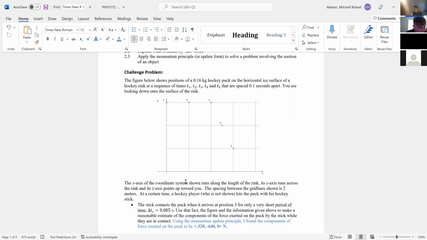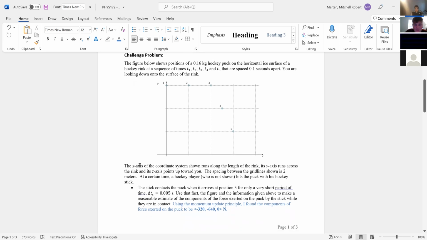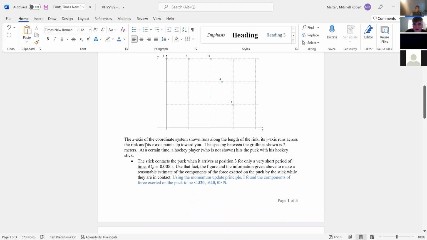How about you guys? I pretty much did the exact same thing. Yeah, I did the same thing for the first one, the x component, but for the y component, I just saw that it travels double the distance in the same amount of time. So I just doubled it. Yeah, that makes sense too. Honestly, you're working smarter, not harder. Yeah, that's true.